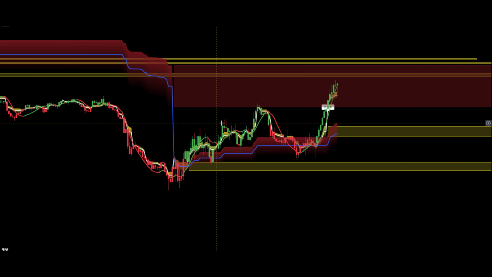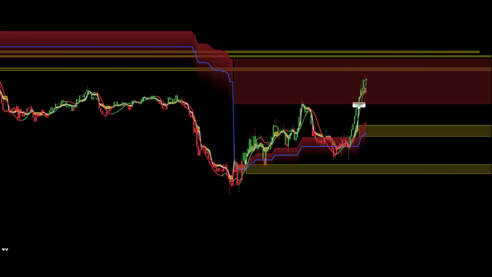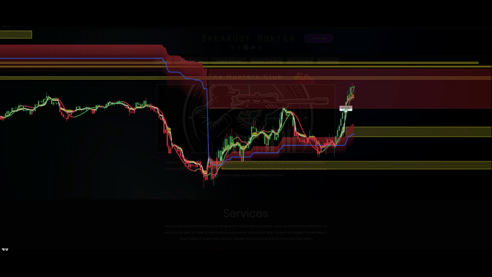And it's the same way for shorts. You would just wait for the bounce off of those and then short and come down and try to target the previous day's liquidity pocket. All right, there you go.